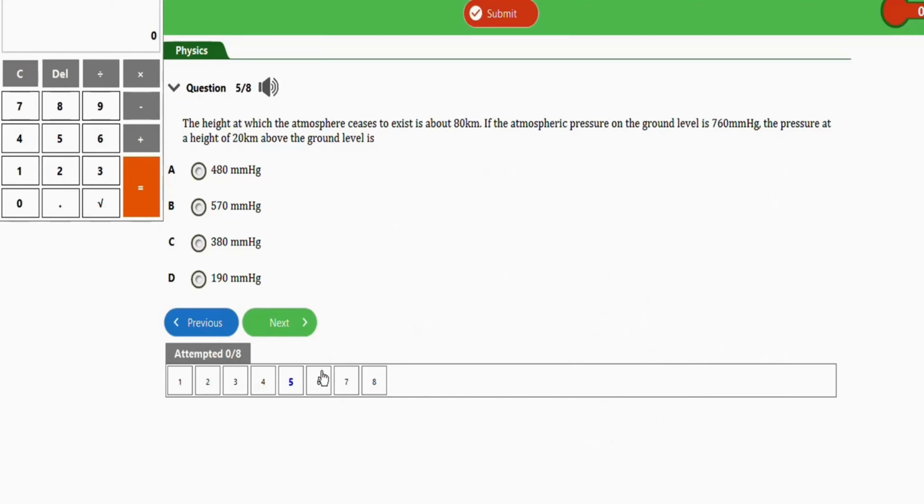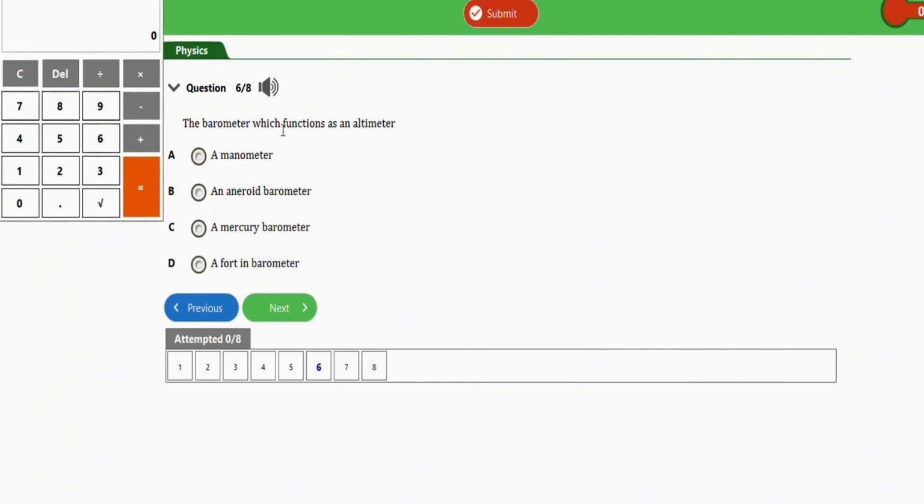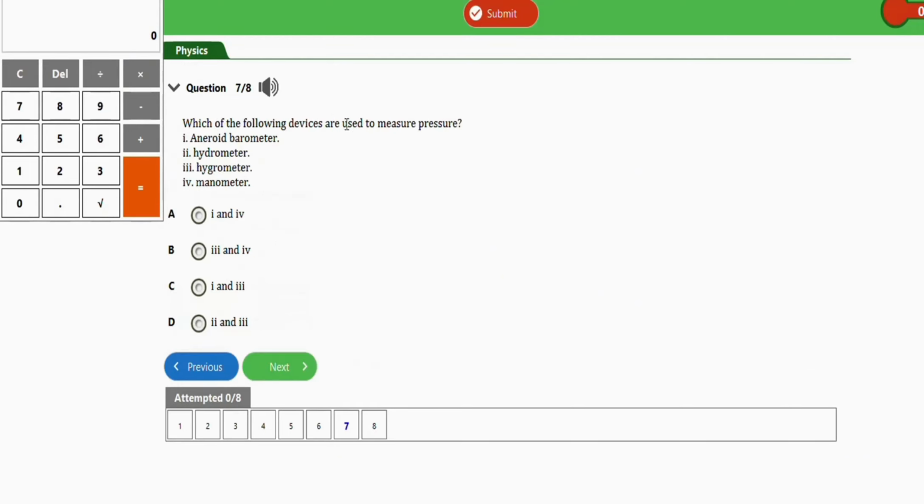The next repeated question says, the barometer which functions as an altimeter is what? We have a manometer, an aneroid barometer, a mercury barometer, a Fortin barometer. The correct option in this question is option B, which is an aneroid barometer. The next question says, which of the following devices are used to measure pressure? We have aneroid barometer, hydrometer, hygrometer, manometer. The correct option is option A, I and IV: manometer and aneroid barometer only.